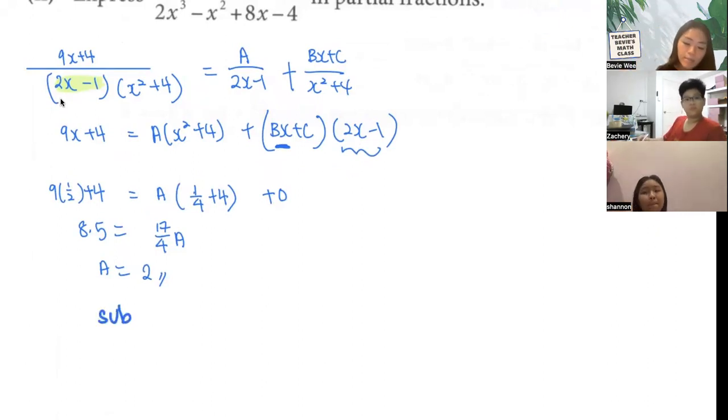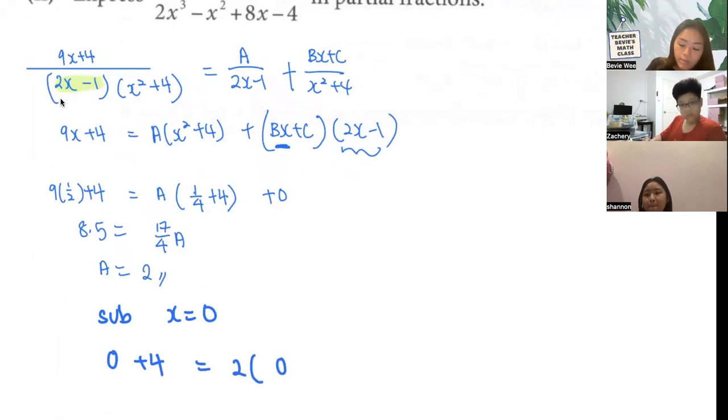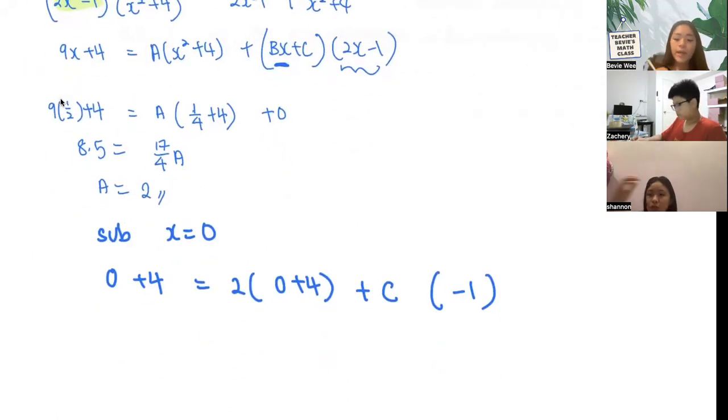So I will sub x equals 0. I get 0 plus 4 times A. B is gone, right? But you still have a C. 0 minus 1 is negative 1. Help me find the value of C and help me find the value of B.